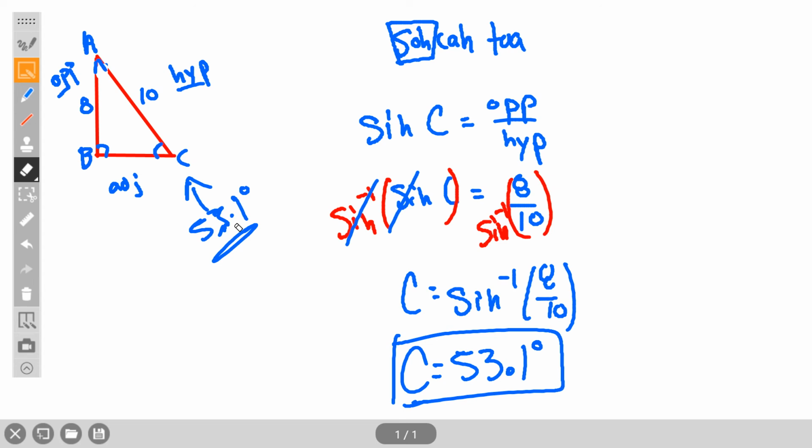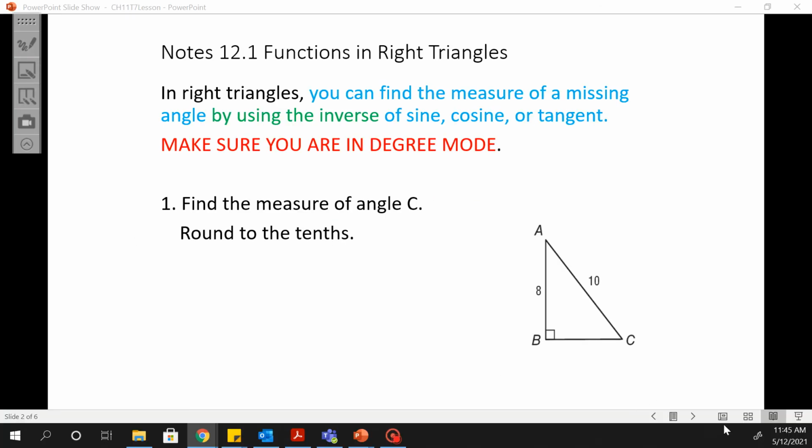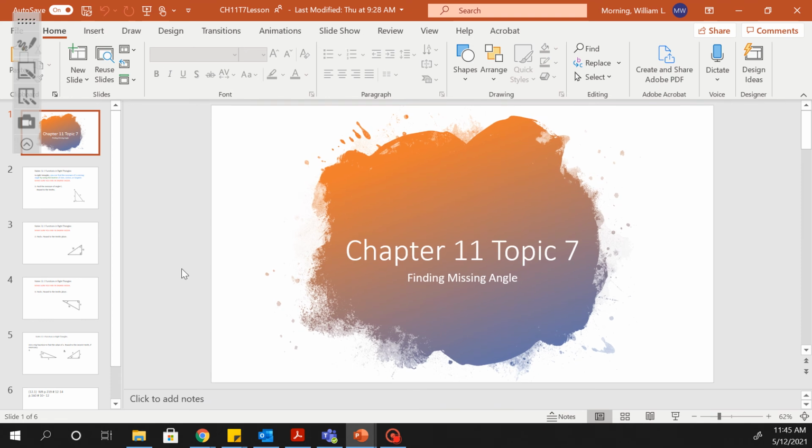Okay, so we can use these inverse functions to help us calculate the angle. Okay, so that's how you get rid of a sine by itself. Okay, so 53.1 degrees.